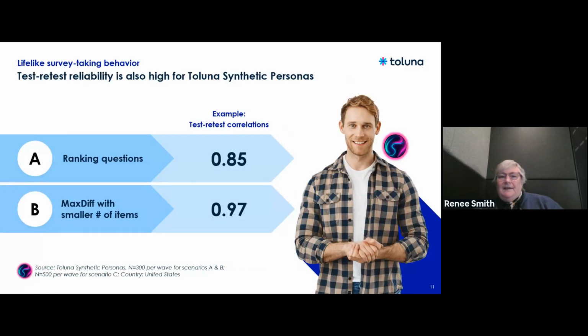Some folks ask us about the test-retest reliability. That's also quite high. This is showing you for ranking questions. We're not using the same personas here. It was two different samples of personas. And in the ranking questions, we saw retest correlations of 0.85 on the max diff. And what this means when it says with a smaller number of items, that's actually referring to how many items we allowed to be in the trade-off exercise. So in this case, it was 4. And you can see test-retest reliability is high there as well. So there's also lifelike survey-taking behavior as well. But again, not perfect. We're trying not to over-engineer these at all.